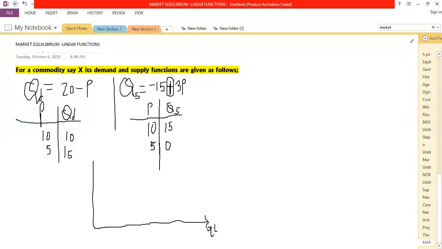Quantity on the X, remember, with the price to be plotted on the Y, according to the rules for graphical representation. So you can just stick to the two prices you have used in your analysis of the quantities. The prices of shillings 5 and 10, you don't need a scale there.